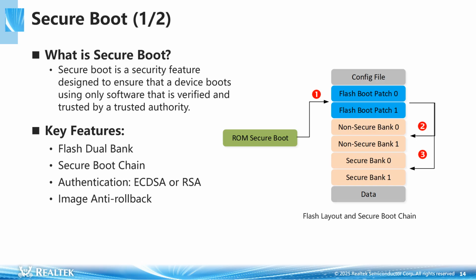If both banks are valid, the system executes the one with the higher version number. The boot patch then sequentially verifies the non-secure and secure banks. The flash dual bank system enables secure updates, while the image anti-rollback feature prevents reversion to older, potentially insecure software versions. Together, these features maintain the integrity and security of the boot process.